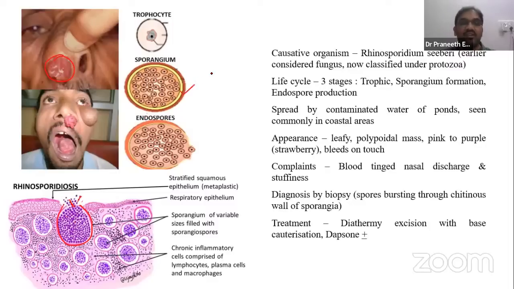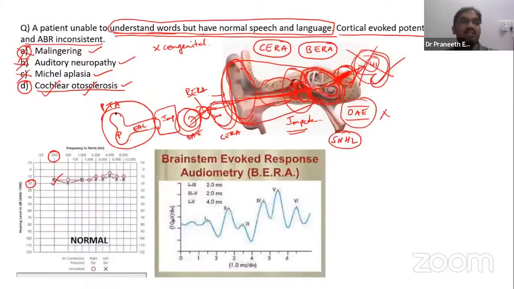So this is a straightforward question, right? Rhinosporidiosis, very easy to answer. The only difficult question is this one. Okay.